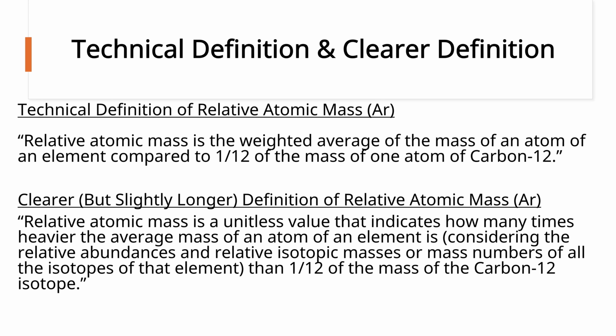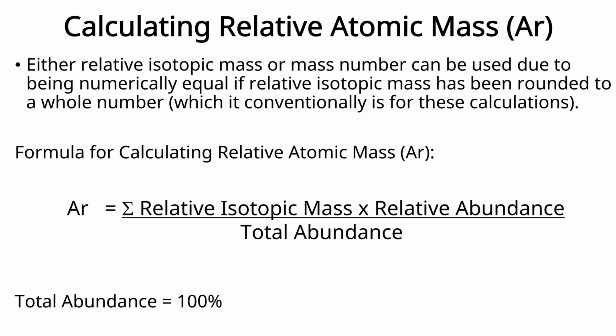Okay, let's now actually calculate relative atomic mass. Firstly, a quick explanation as to why either the relative isotopic mass or the mass number of each isotope of an element can be used. They are numerically equal, providing the relative isotopic mass is expressed as a whole number, which it conventionally is for this sort of calculation. It is going to be the same as the mass number for each isotope.